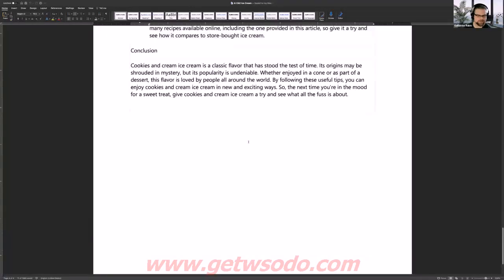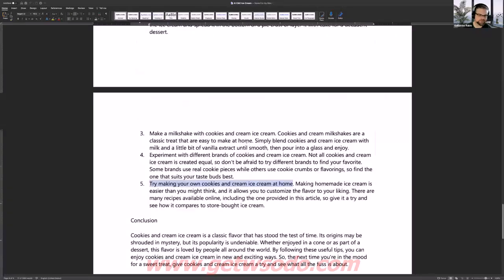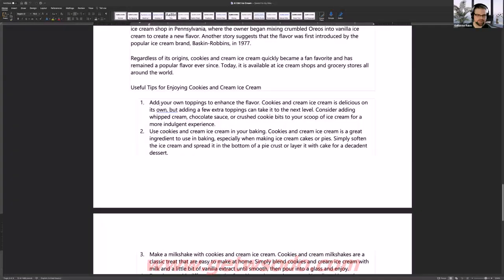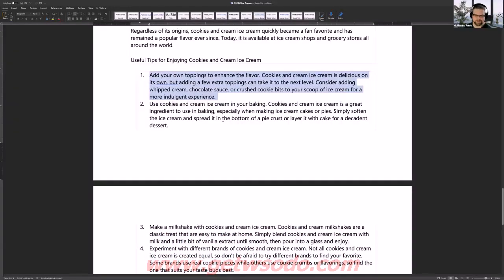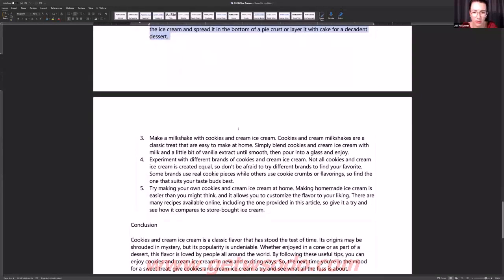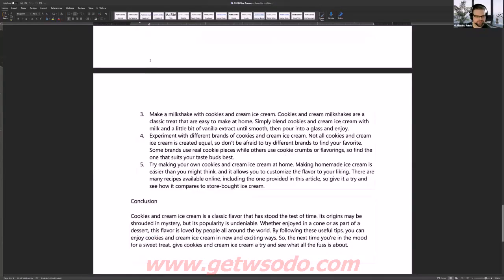And then we have a conclusion. Okay, so there's still room for improvement here. You can ask ChatGPT to give you a new number 1 tip, because the tip is not that interesting, honestly. Add your own toppings to enhance the flavor. I could have thought of that on my own. This one seems a little crackpotish. Yeah, I would not advise. I don't think you'll be seen as an expert if you advise people to bake with cookies and cream ice cream. So I'd probably rewrite these two.